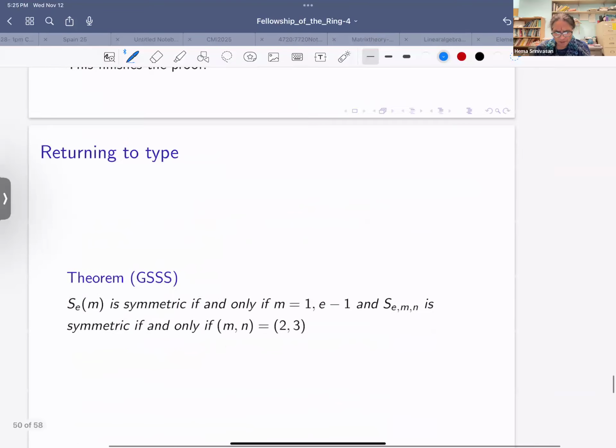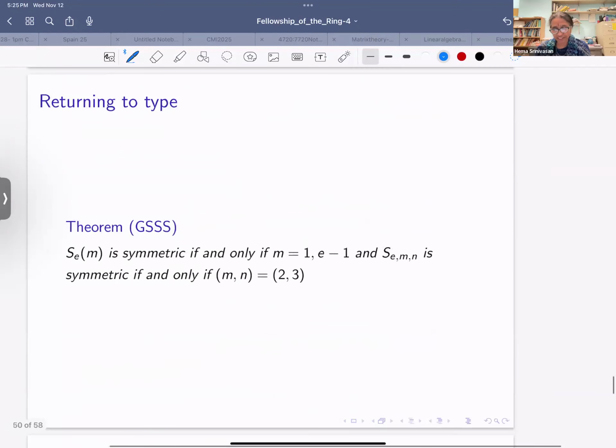And now I want to go back to the question we started with, about Gorenstein. When are these guys Gorenstein? So we already saw that when you put only one thing, it is Gorenstein if you removed 1, and then this cheating case E minus 1 is cheating because of the width changed. And then in the case of Mn, it is symmetric if and only if it is this 2, 3. Remember, that was what we did.